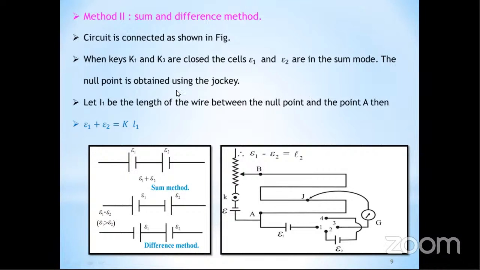simultaneously. In the first case, the sum method, see how we connect it. Suppose this is E1, this is the positive terminal and this one is the negative terminal. Similarly, for the second cell, this is the positive terminal and this is the negative terminal. What happens in the sum method? The negative terminal of the first cell is connected to the positive terminal of the second cell. This method is called the sum method.